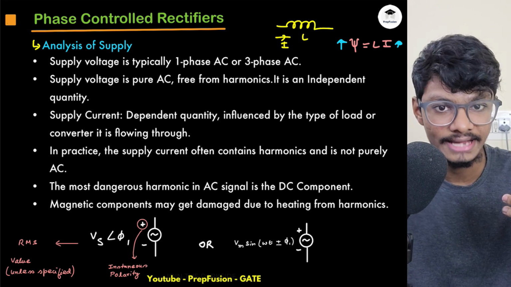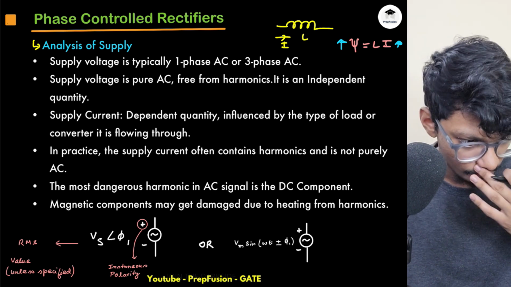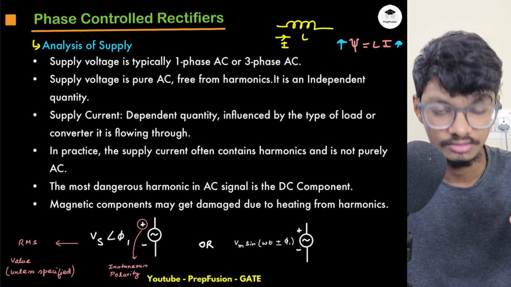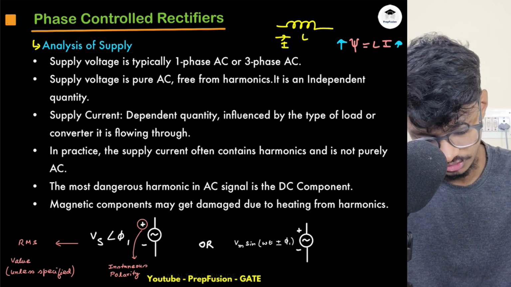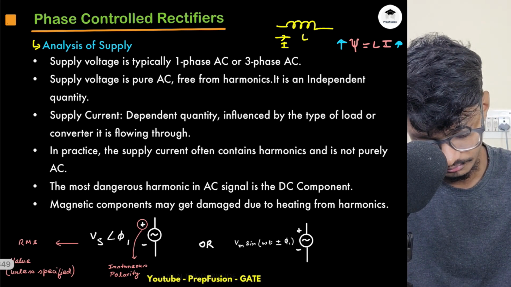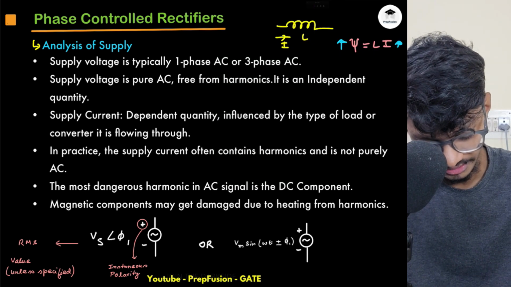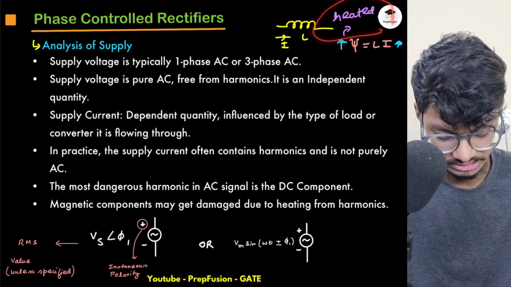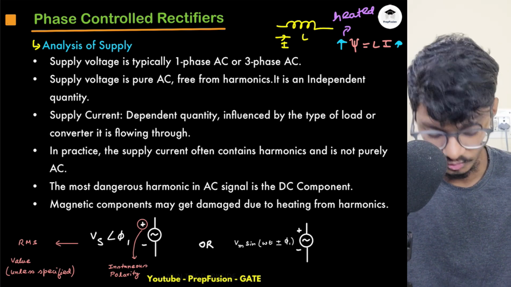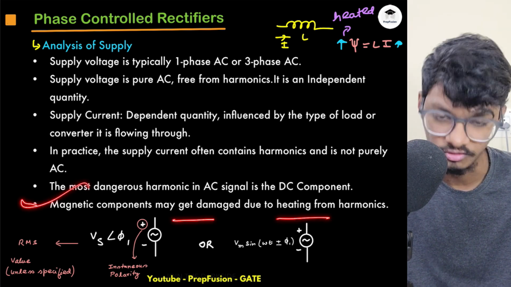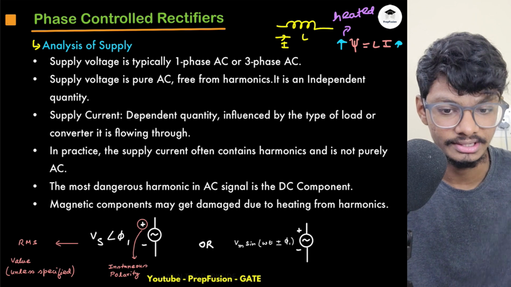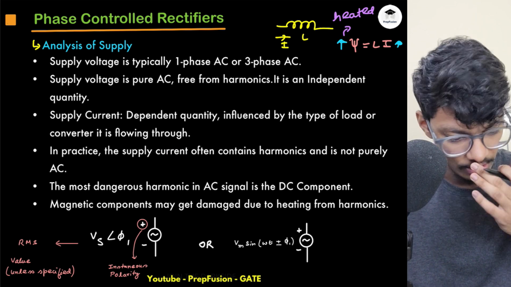And what do you know? An inductor has a specific limit on how much flux it can carry. If the flux is too high, the inductor will get saturated and it will get heated. A huge amount of heat will happen here, and it can cause damage. That's why we don't want our magnetic components to get damaged due to heating from harmonics. We don't want any constant component in our supply current. How we mitigate that, we will understand later.